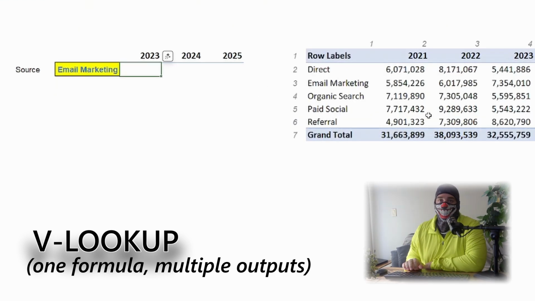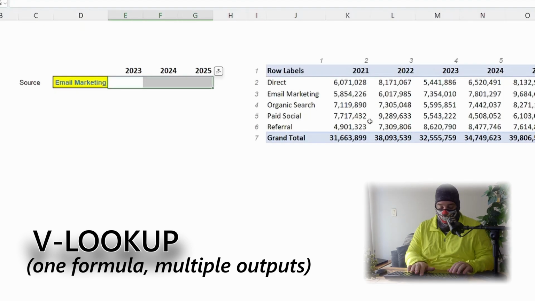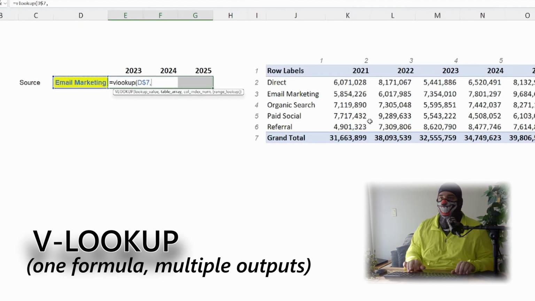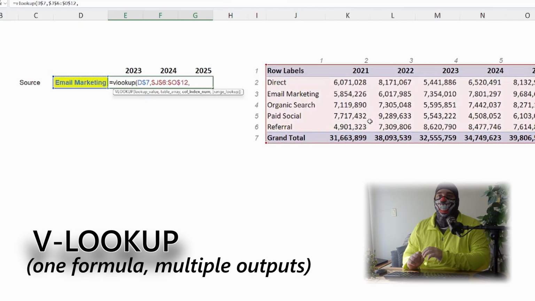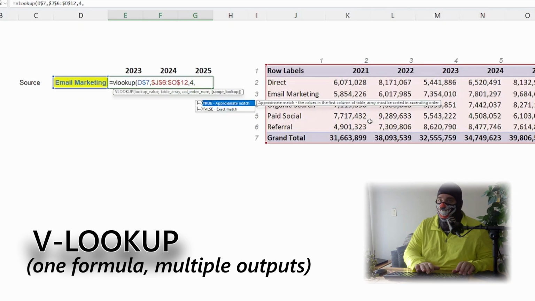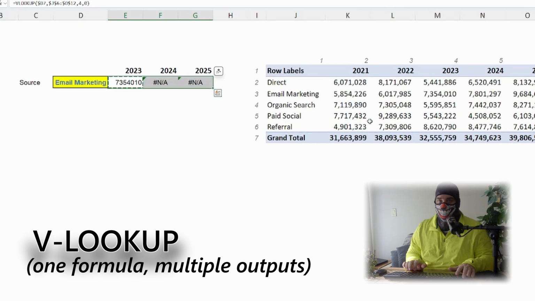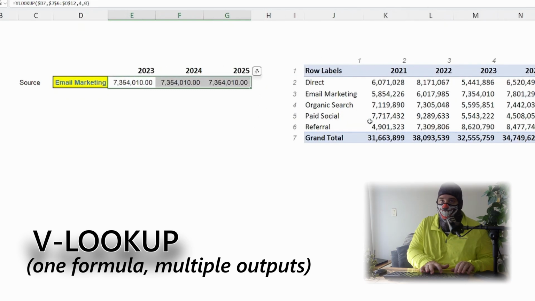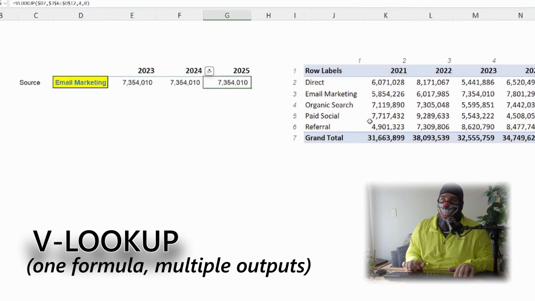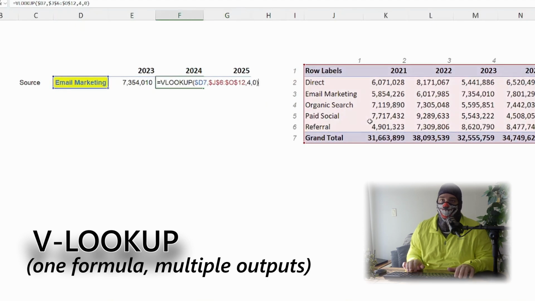Here, I want to get 2023 through 2025. If we were just doing a VLOOKUP, look up email marketing, we'll give it the whole table. And now this is where we would get stuck. Like if I just type in 4, because that's where 2023 is, and then say exact match, you'll see they're all the same number here, which isn't what we want. They're all returning the 2023 number because they're all looking up column 4.